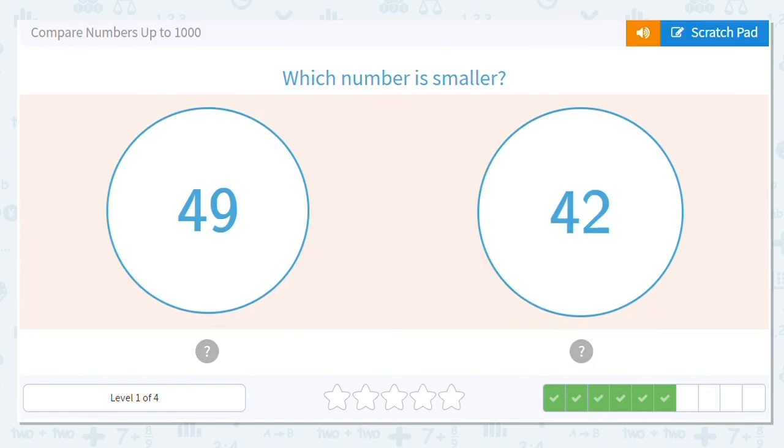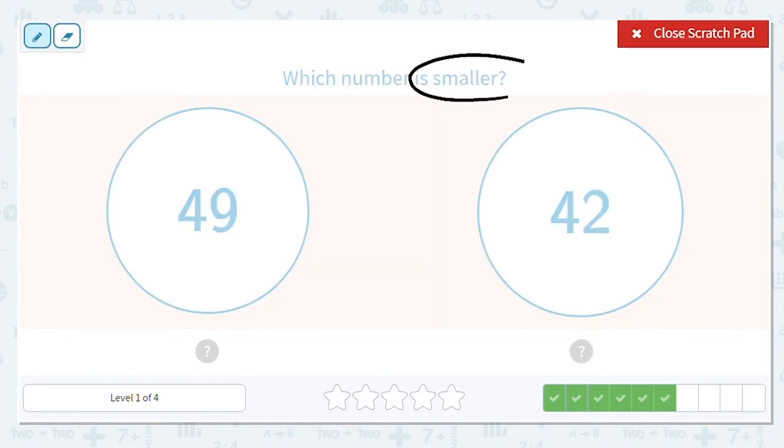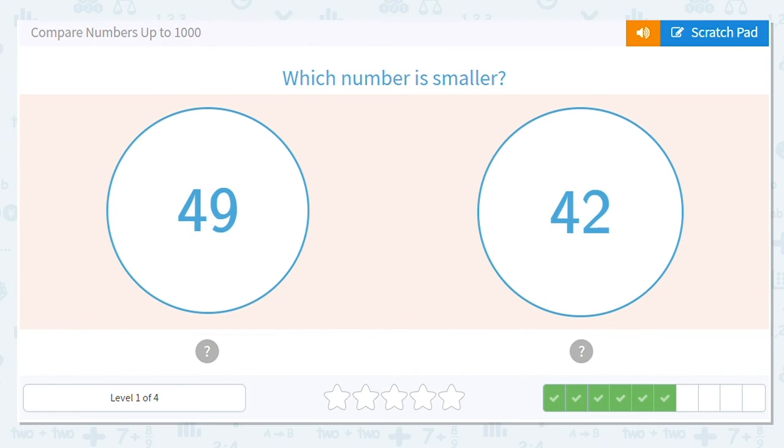Next one, we have 49 and 42. We want to know which is smaller. So I look in the tens place. I have a 4 and a 4. So I can't tell there. What place do I move to? I move to the ones. I have a 9 and a 2. Which is lower, 9 or 2? If you're still not sure, think of it as birthdays. Who's going to be younger, a 9-year-old or a 2-year-old? A 2-year-old, so 42 is a smaller or lesser number than 49.